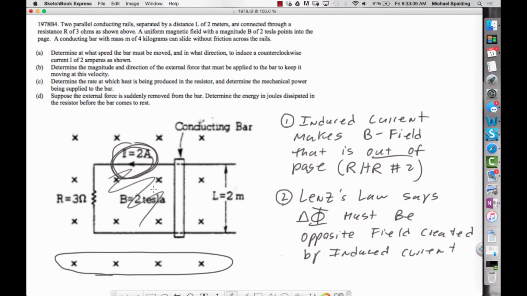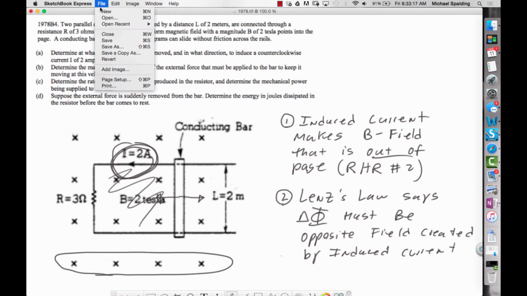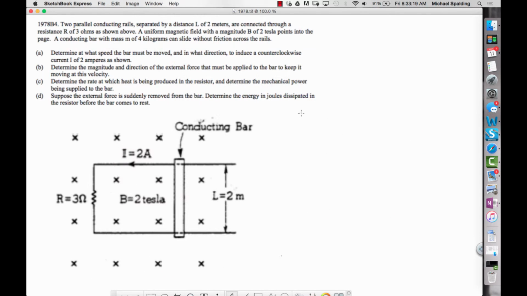So what's going to give a change of flux into the page? The bar moving to the right or the bar moving to the left? To the right, and here's why. If you think about this, if the bar moves to the right, what's happening is this area here is opening up. The area is opening up.